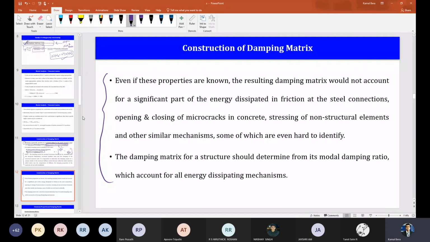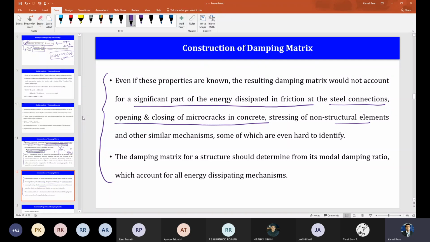Even if these properties are known, the resulting damping matrix would not account for a significant part of energy dissipation by friction, like for civil engineering structures, the steel connections, opening and closing of microcracks in concrete, stressing of non-structural elements, and there are so many things. These are just named a few, and it is still not known what mechanism is actually going on in that energy dissipation. Okay, so you cannot capture all those things individually, you will miss something. So it is better to just do the experiment, find out the modal damping ratio, and do the modal analysis.